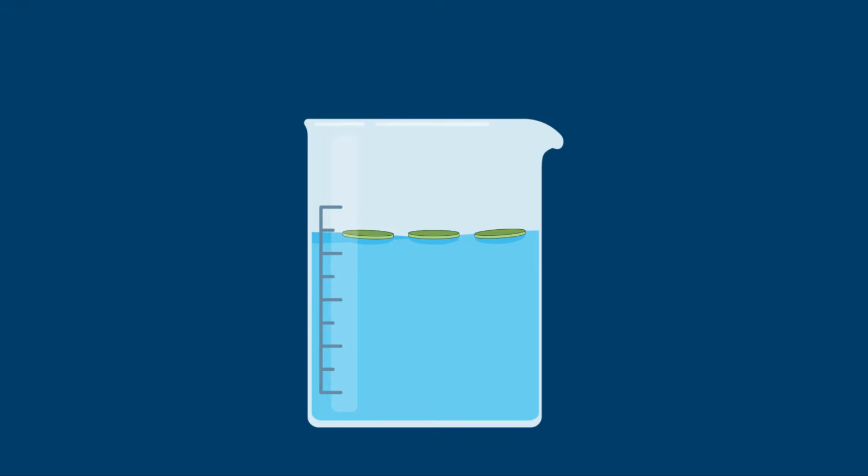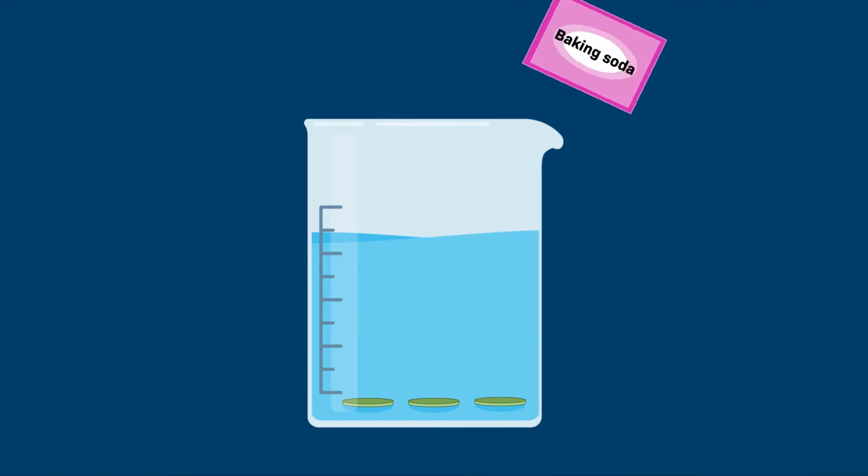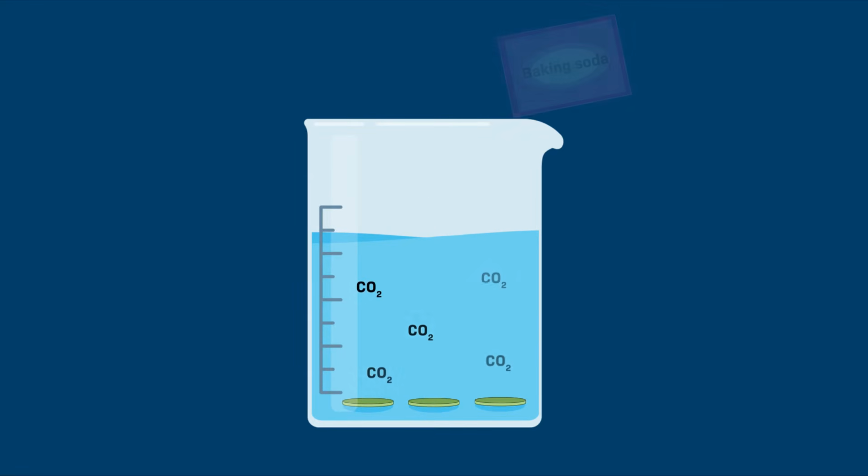We'll put our leaves under a vacuum so that the water infiltrates them and pushes the gas out, causing them to sink. By adding baking soda to the water, we provide a source of carbon dioxide for the leaves to photosynthesize, and as they produce oxygen, they'll start to float again.